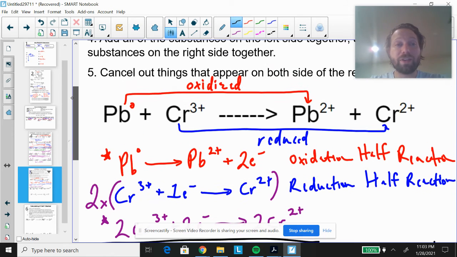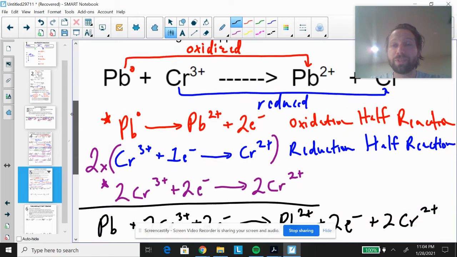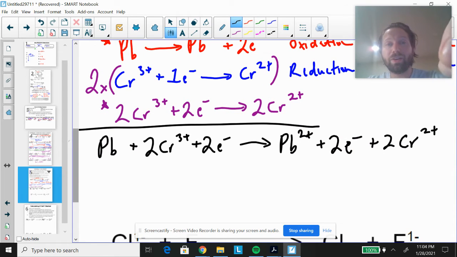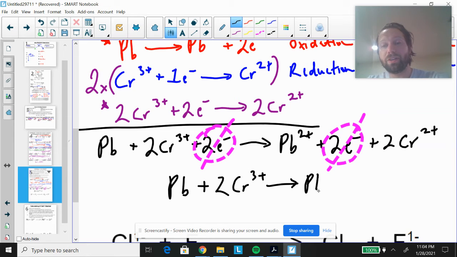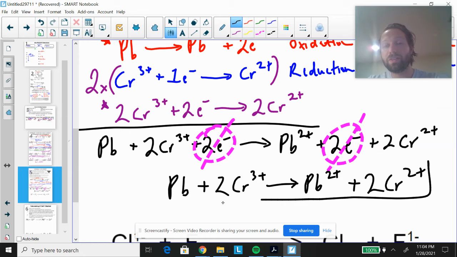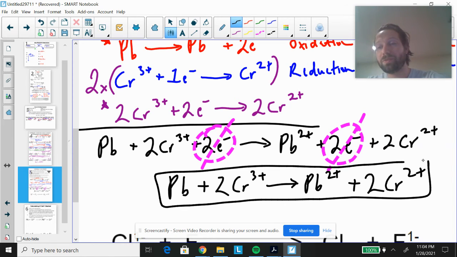The last step is to cancel out things that appear on both sides of the reaction. And I notice that I have 2 electrons on both sides. I can remove those. And the final answer is Pb plus 2 Cr3+ yields Pb2+ plus 2 Cr2+. This is my balanced redox reaction.